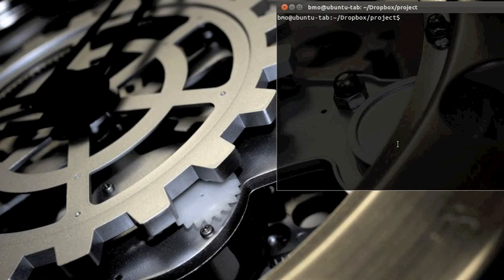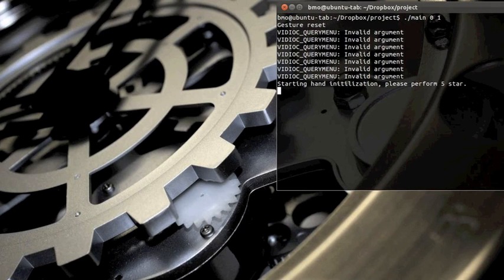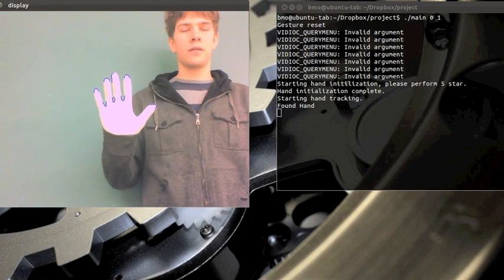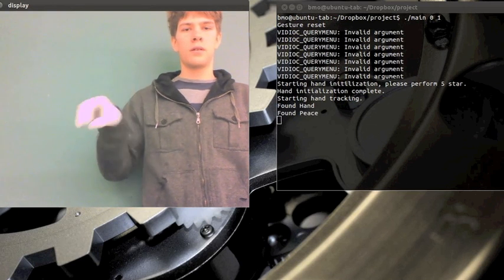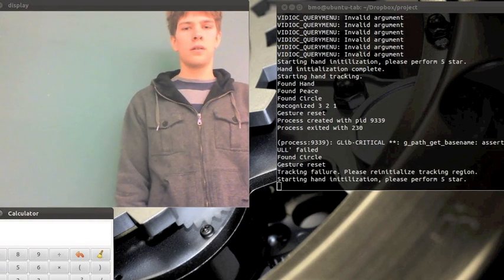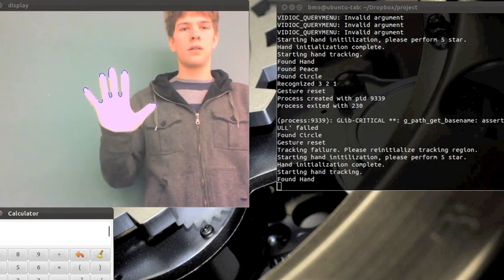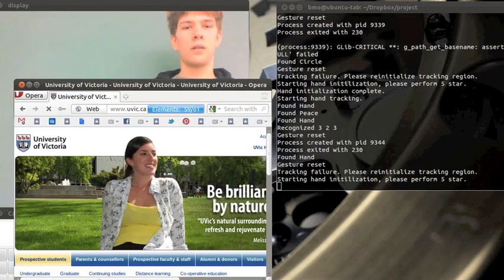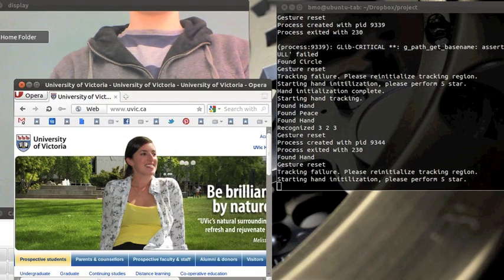Alright, so let's open up the program. I start it and tell it to use the camera as the input and to open up programs when it recognizes gestures. There I've initialized it and I'm performing a couple alphabet characters, and that recognized my first gesture and opened up calculator. I performed a different gesture, so it opened up Opera.